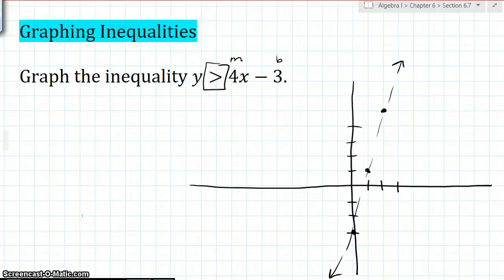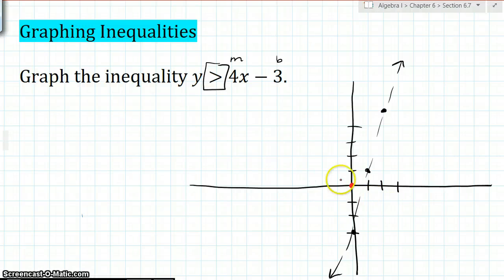Now your last step is to find out where you're going to shade. You need to pick a point on the graph, plug it in, and find out if it's a solution. I would suggest picking 0, 0 if you can, because it's simple. If your line goes through this point, you can't pick it, you have to choose something else, because the point you pick can't be on the line.